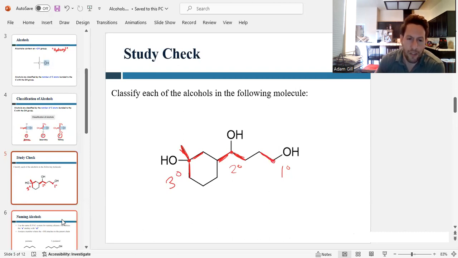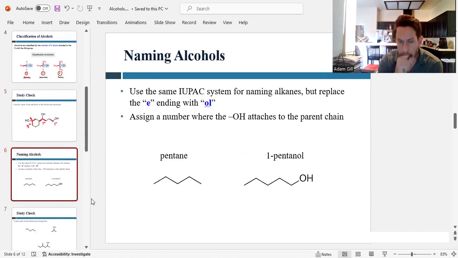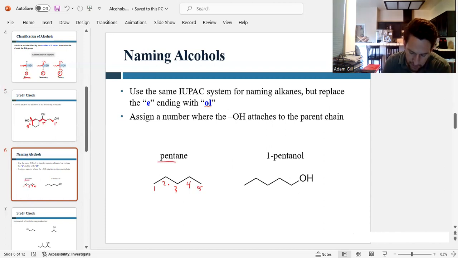Next thing we're going to take a look at is naming alcohols. And so naming alcohols follows the same IUPAC system that we learned for alkanes, except we're going to replace the E ending with OL. And then we're going to assign a number where the OH attaches to the parent chain. So this molecule here on the left has 5 carbons. And so in chapter 11, we learned that the prefix for 5 was pent. And then we add the suffix ane because it's an alkane.